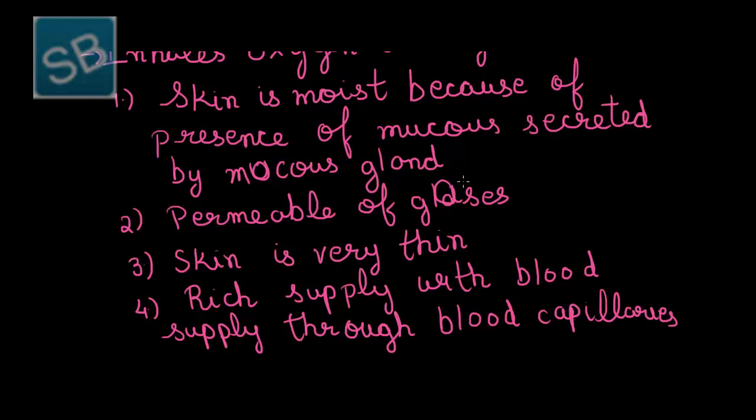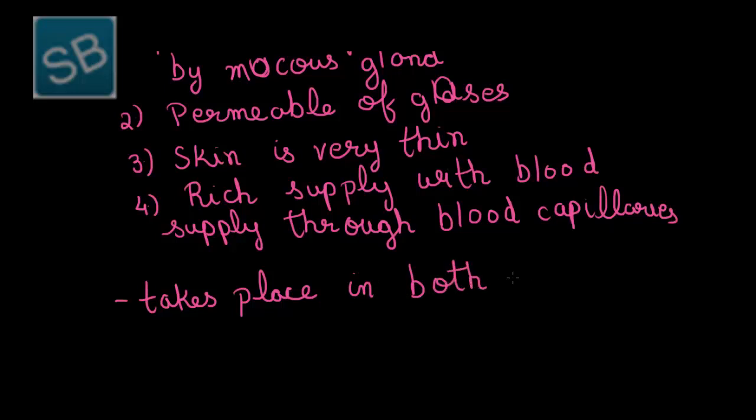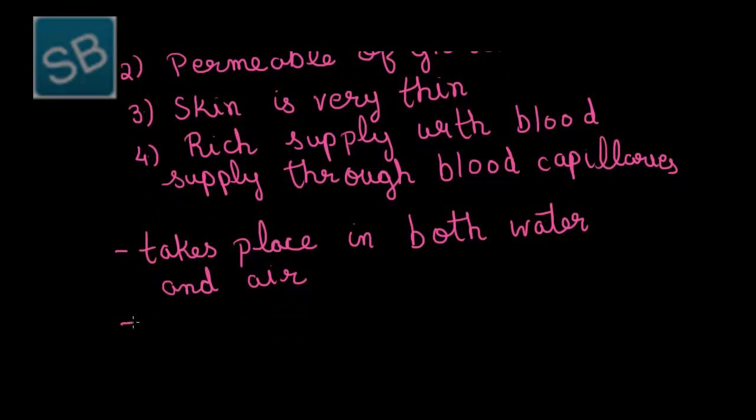Thus, due to these characters, the oxygen from water or air diffuses into blood and the carbon dioxide diffuses from the blood into the surrounding medium, that is either air or water, through skin. This type of respiration takes place in both media, that is water and air. And therefore, a frog living in any habitat, whether amphibious, air or water, can respire very easily through skin, due to which diffusion of gas can take place easily.